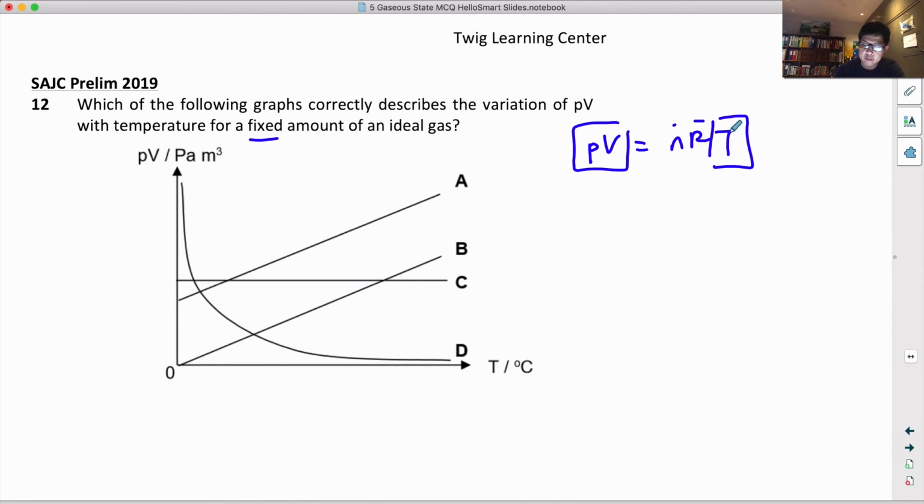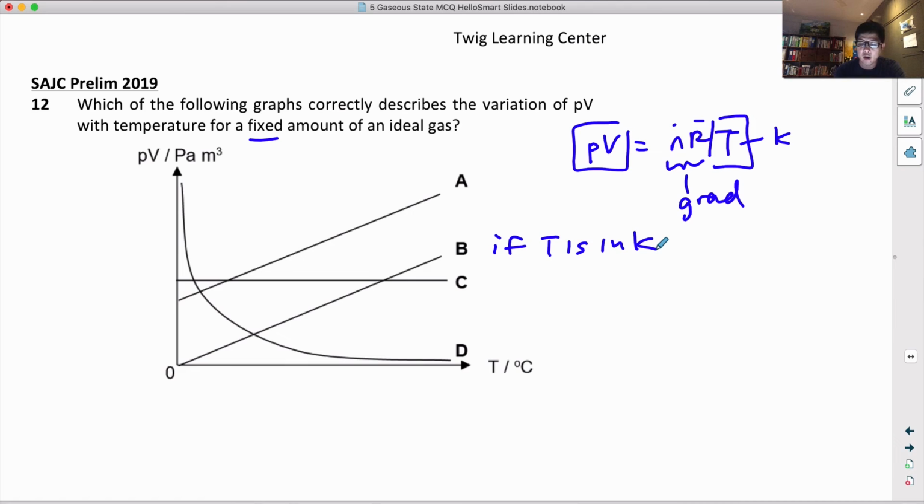Alright, and T normally is in Kelvin, right? It should be in Kelvin. So this part here, nR, is actually your gradient. Okay, so that is your gradient. So you will get B if T is in Kelvin.